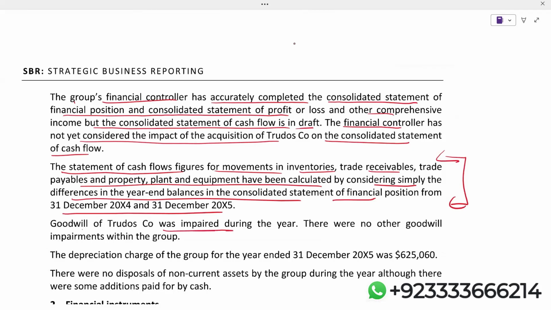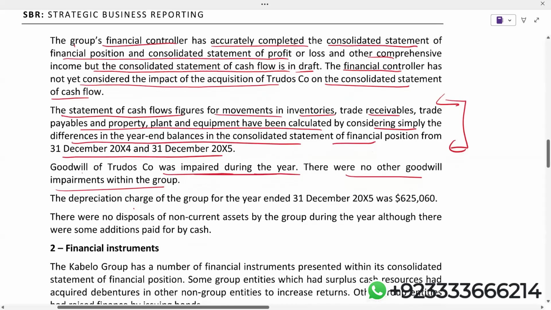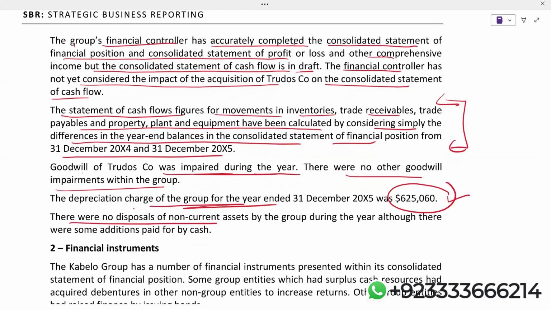Goodwill of Trodler Company was impaired during the year. There was no other goodwill impairment within the group, so there's an impairment loss as well. That impairment loss will be added back. The depreciation charge of the group for the year ended December X5 is 6,25,060. There was no disposal of non-current assets by the group during the year, although there were some additions. They did buy property, plant, and equipment for cash, but no disposal at all.